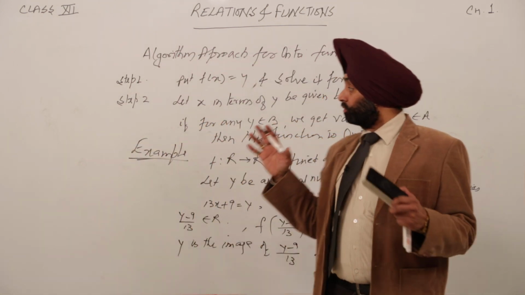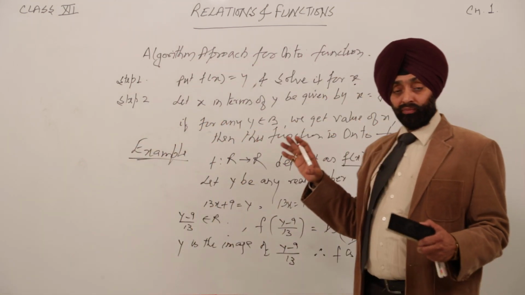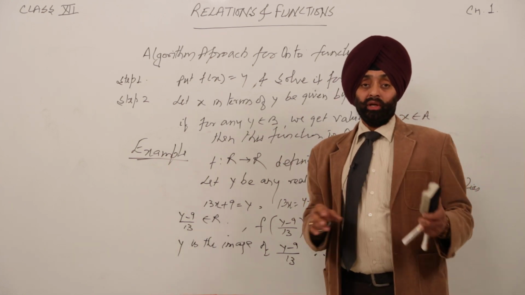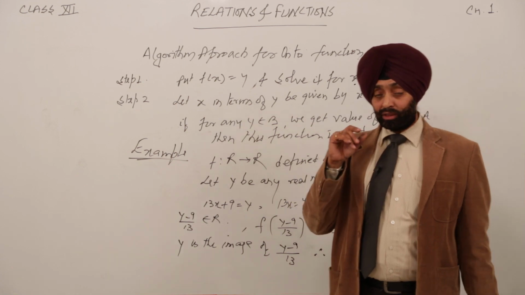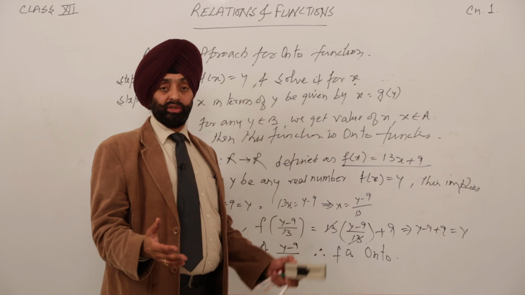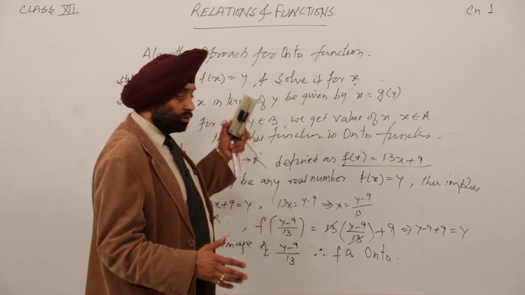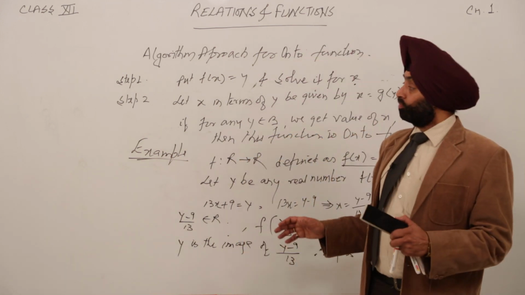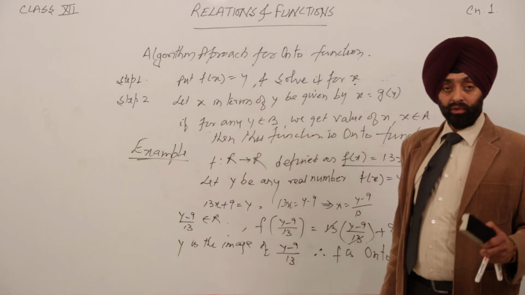Now why have I solved these two functions only? Because next we are going to do the inverse function. And in the inverse function, yesterday also I told you, if a function is one-one and onto, then only we can proceed for finding the inverse. So we have gone through the algorithm approach with nice examples for one-one and onto functions.